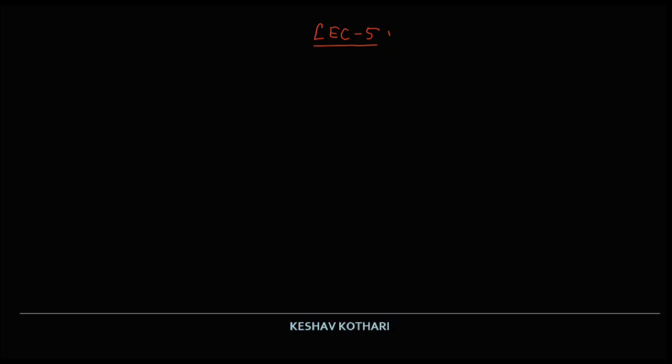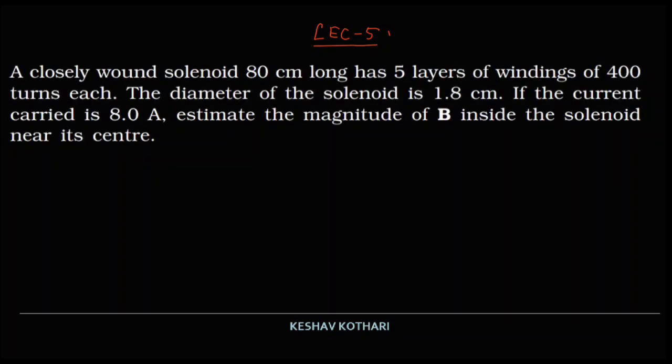So the first one is a closely wound solenoid 80 centimeter long has 5 layers of windings of 400 turns each. The diameter of the solenoid is 1.8 centimeter. If the current carried is 8 ampere, estimate the magnitude of magnetic field inside the solenoid near its center.